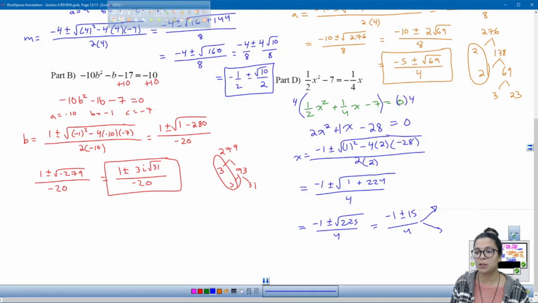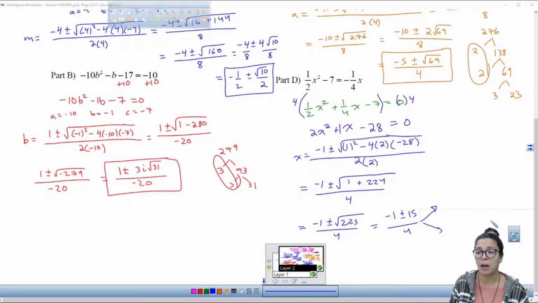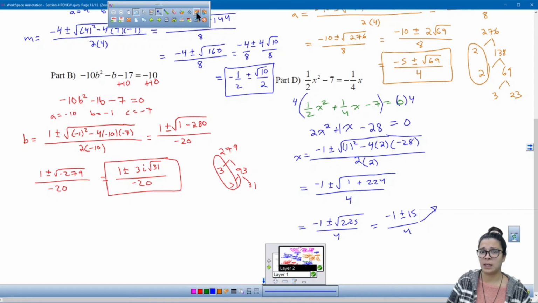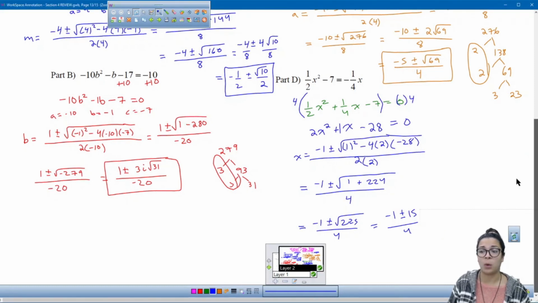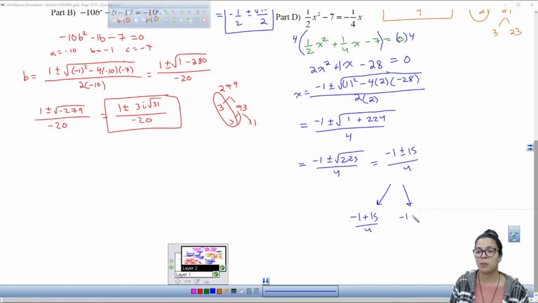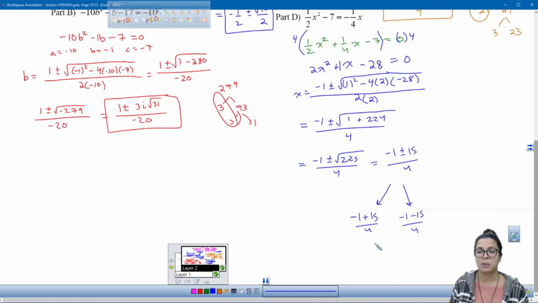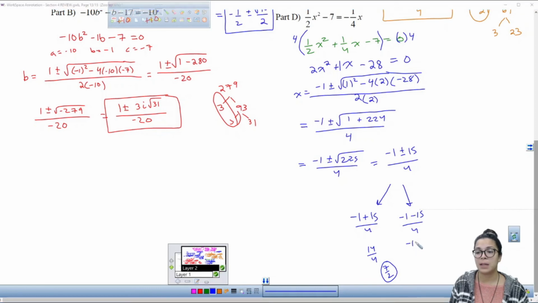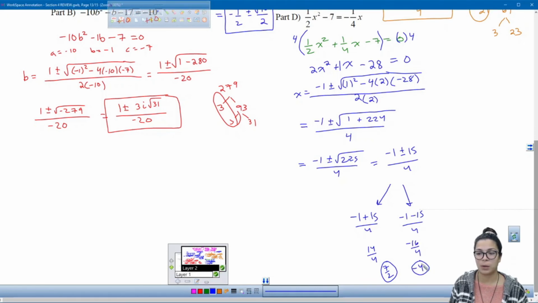So we have two answers. We can actually break up this answer here because the radical actually simplified to a whole number, right? It simplified to a number, so we're able to break this up into the negative 1 plus the 15 divided by 4, and then the negative 1 minus 15 divided by 4. So this would be 14 over 4, which simplifies to, divide 2 on top and bottom, 7 over 2. Then this one, negative 1 minus 15 is negative 16 over 4, which would simplify to negative 4. So those are the two solutions. You can actually break it up because the square root was a whole number.